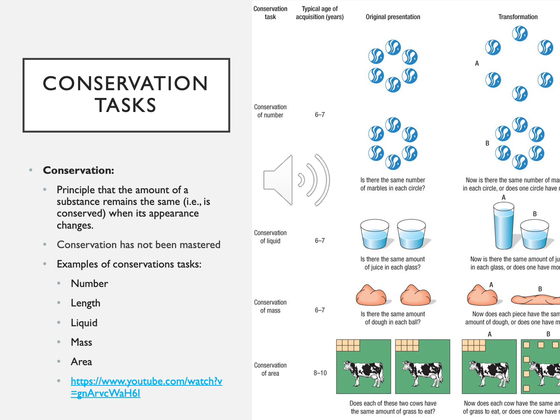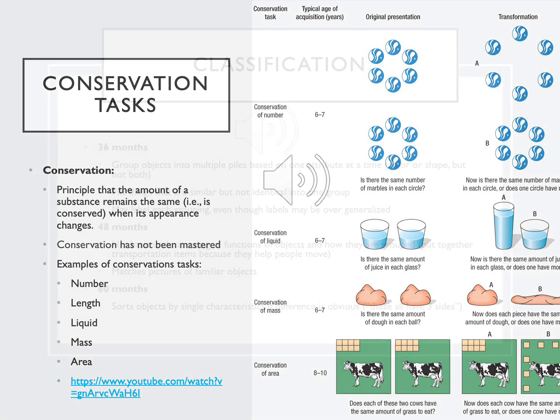And so we do see that there are different tasks that could be done related to number, length, liquid, mass, and area, but these are the common tools that have been used. So the marbles, the glass and the liquid, the Play-Doh, as well as the conservation of area using this image with the different animal. And so again, please take a peek at this video so that you have a better understanding of the examples of conservation tasks.